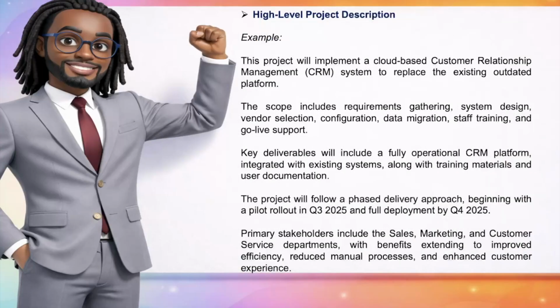An example of a high-level project description would be something like, this project will implement a cloud-based CRM to replace the outdated platform. Scope includes requirement gathering, system design, vendor selection, configuration, data migration, training, and go-live support. Key deliverables include an operational platform, training material, and documentation. It will follow a phased approach with a pilot in the third quarter of 2025 and a full deployment by the fourth quarter of 2025.